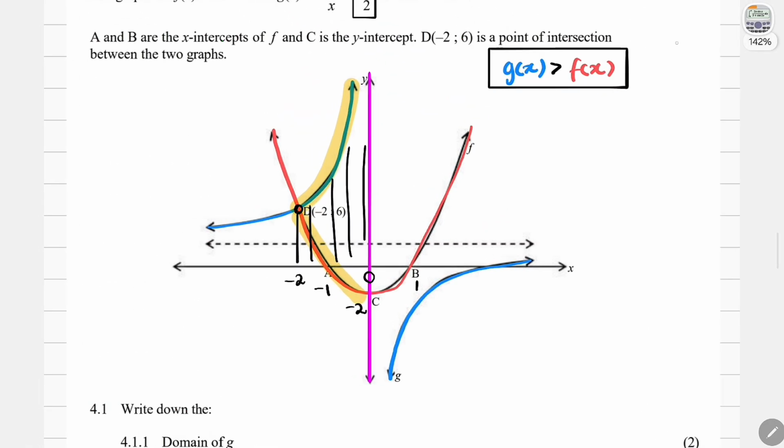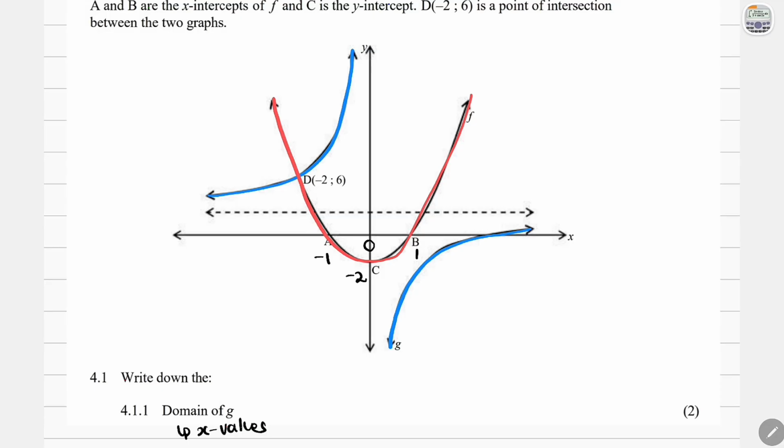Okay, let me erase all of this. So we need to see where they are both increasing. Let's monitor the graphs all through. So with the hyperbola, you're going to notice something. If you look at the hyperbola from left to right, look at what it's doing all through. What is it doing? It is increasing. Okay, even on this side, it is increasing.